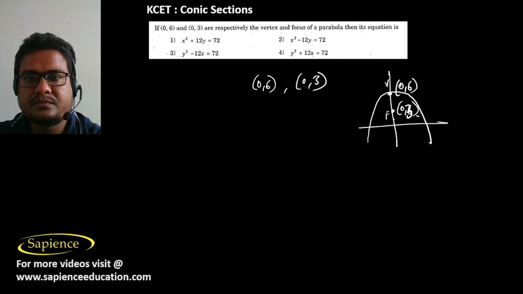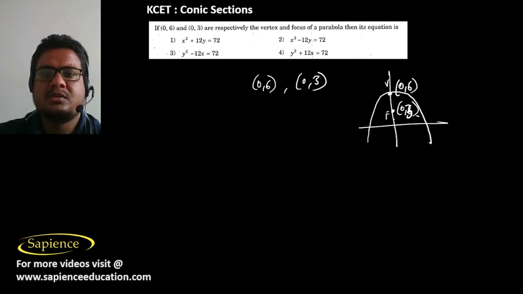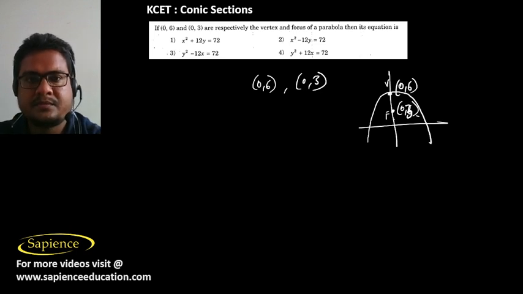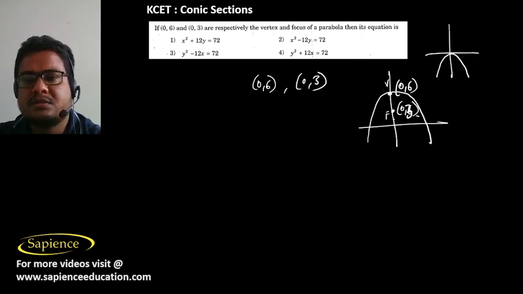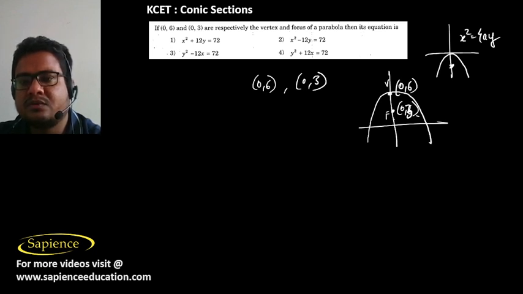So vertex and focus of a parabola, then its equation is how much? So we know that if this is the parabola, then its equation is x square equals to 4ay, where the focus is 0 comma minus a.